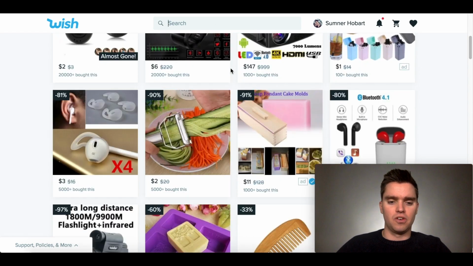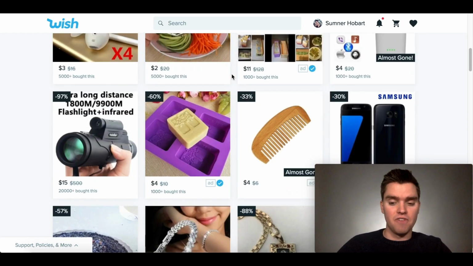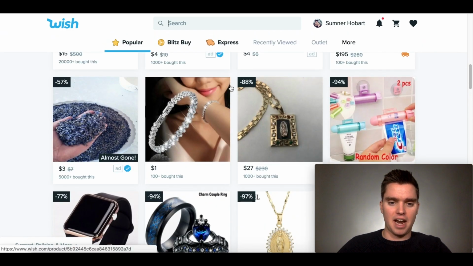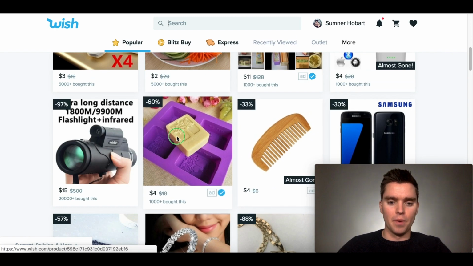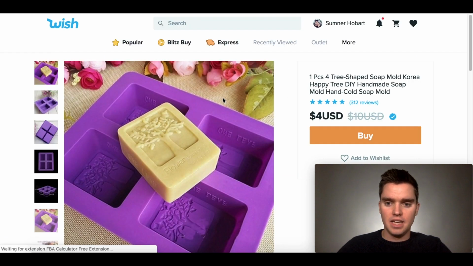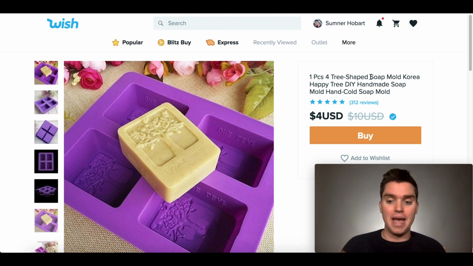For this, I'm just going to leave it on the first page here. As you can see, there are a ton of very interesting, unique options. Something that caught my eye was this right here. I don't really know what this is, so I'm going to open this in a new tab to see what it is. It is a tree-shaped soap mold. Okay, so it's a soap mold. Very interesting. I don't have a lot of knowledge of the soap making niche, but that's a great idea for a niche, right? The soap making niche or the homemade soaps niche.